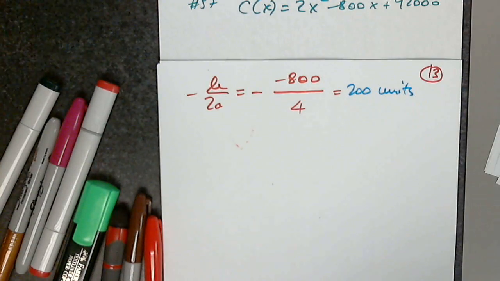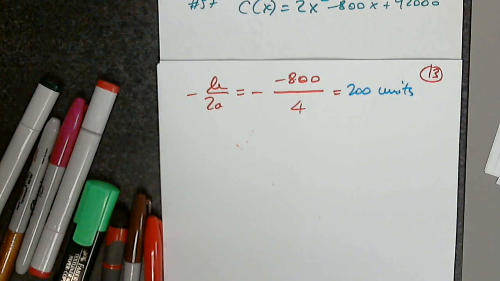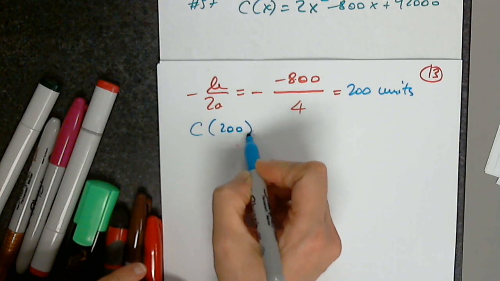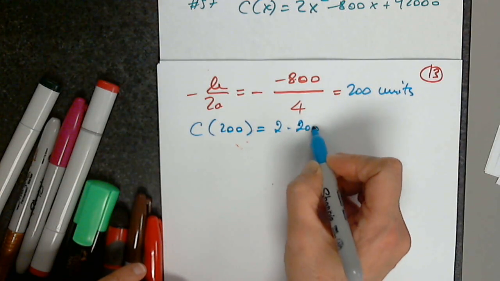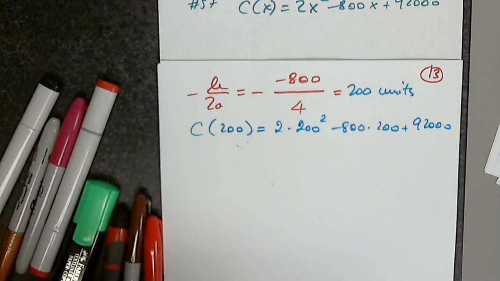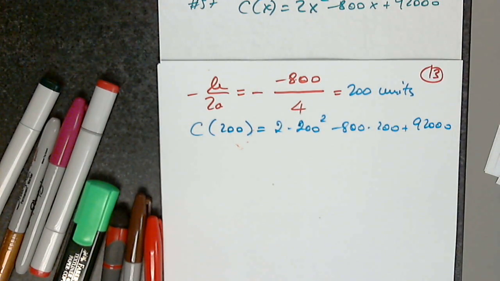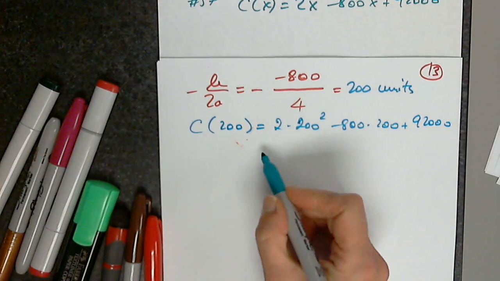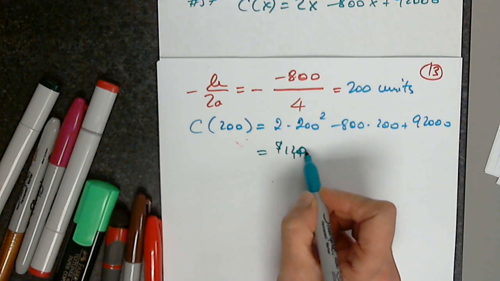And she is going to ask you, okay, what will be my minimum cost? How will you determine the minimum cost? Yes, C of 200. So 2 times 200 squared minus 800 times 200 plus 92,000. I put it in the graphing calculator, and I got 12,000. So the minimum cost will be 12,000.